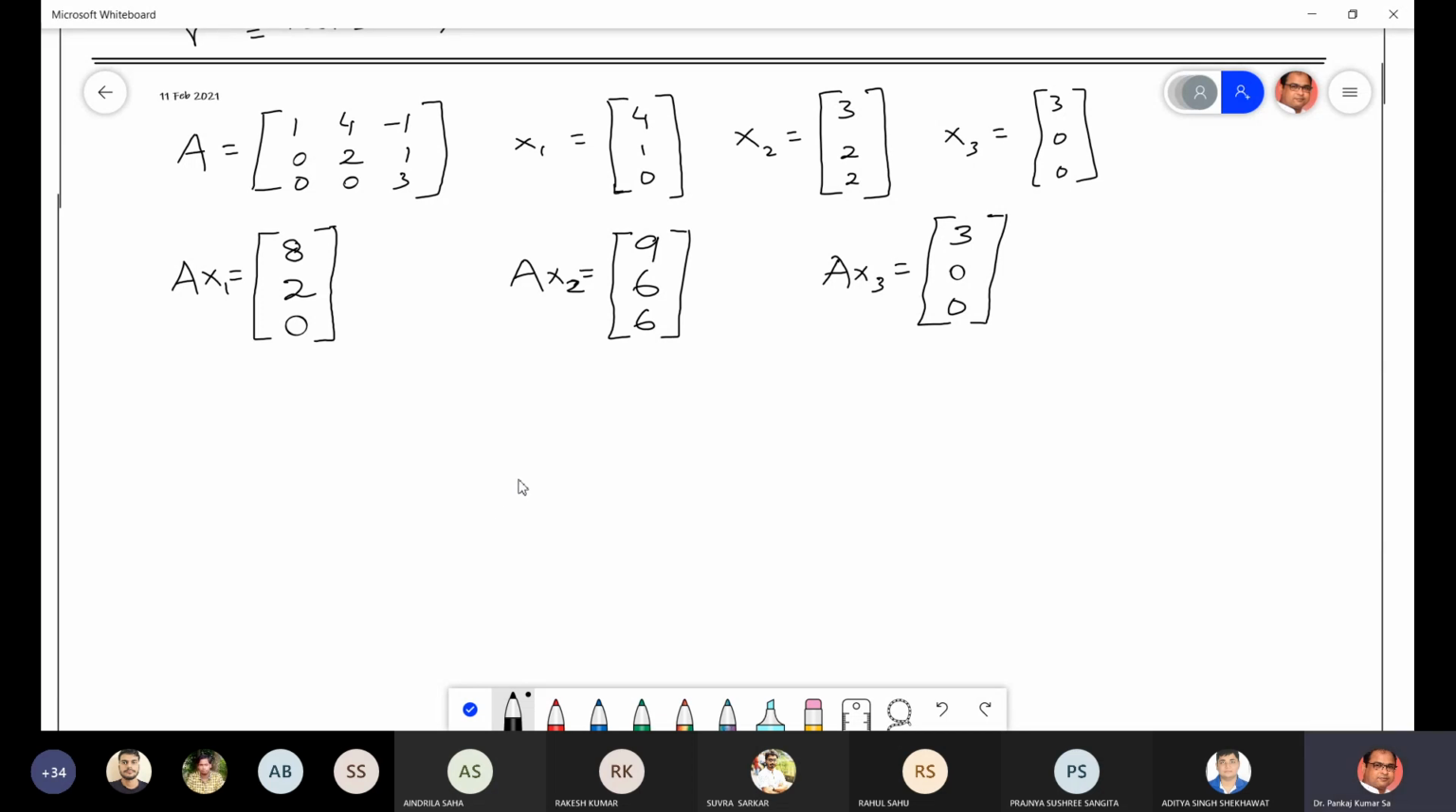Now, what do you observe from all these three? Can I write this one as 2 times x1? Can I write this one as 3 times x2? Can I write this one as 1 times x3?